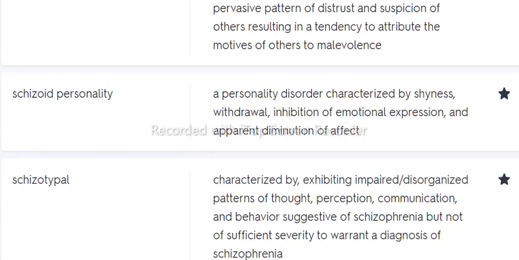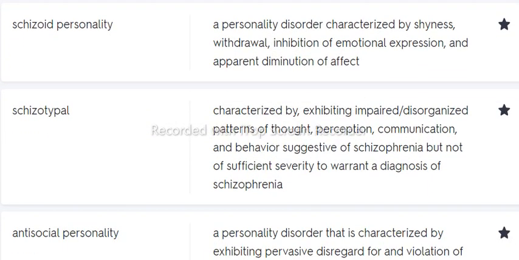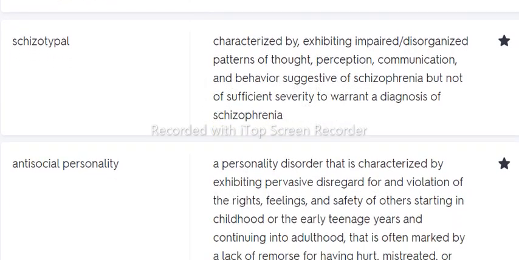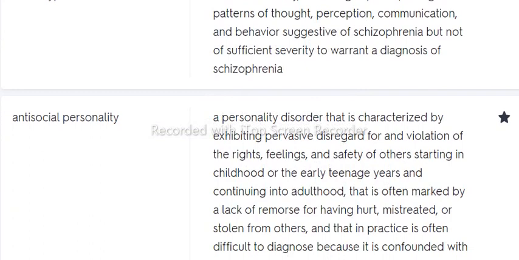Schizotypal. Characterized by exhibiting impaired disorganized patterns of thought, perception, communication, and behavior suggestive of schizophrenia but not of sufficient severity to warrant a diagnosis of schizophrenia. Antisocial personality.